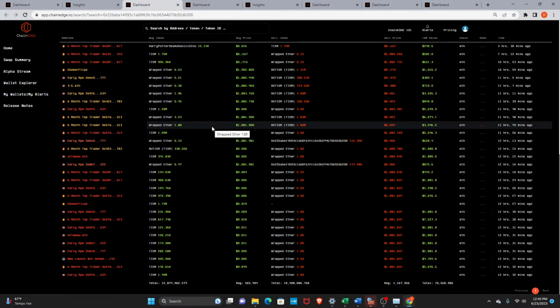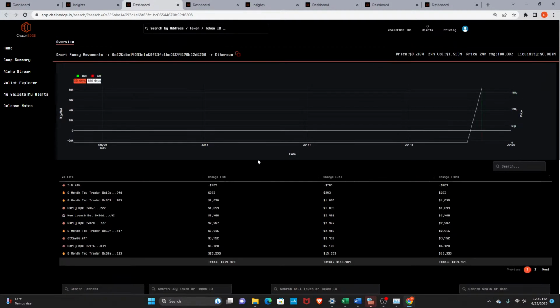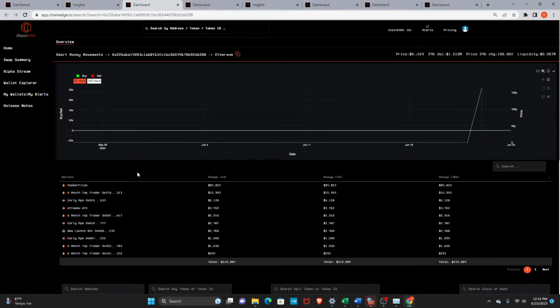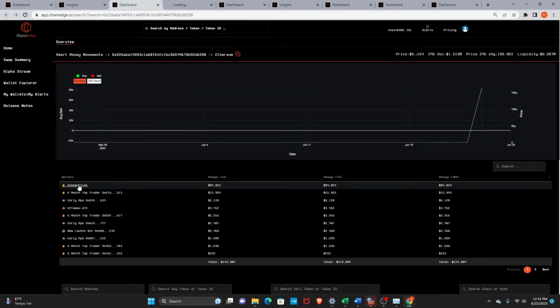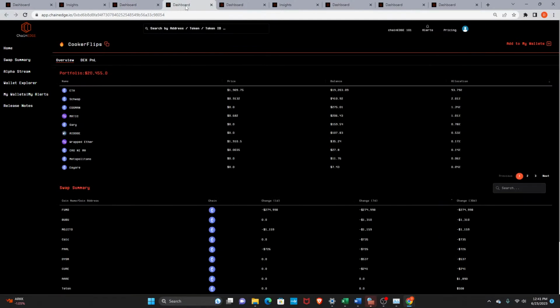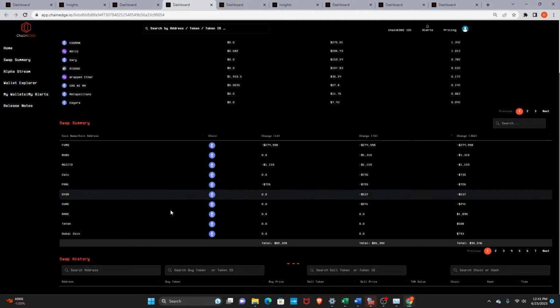And once you feel like you've got a sense of what's going to do well, then you can start aping yourself, or you just find a wallet that you really like. This one is actually pretty good. I think this is a new addition, Cooker Flips. I think he's on Twitter. I think he made like $250,000 on Fumo yesterday, and he already realized those gains. So he could be a good one, worth watching.